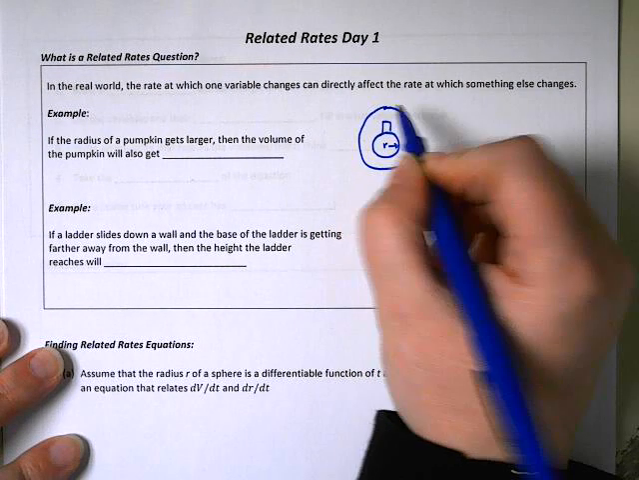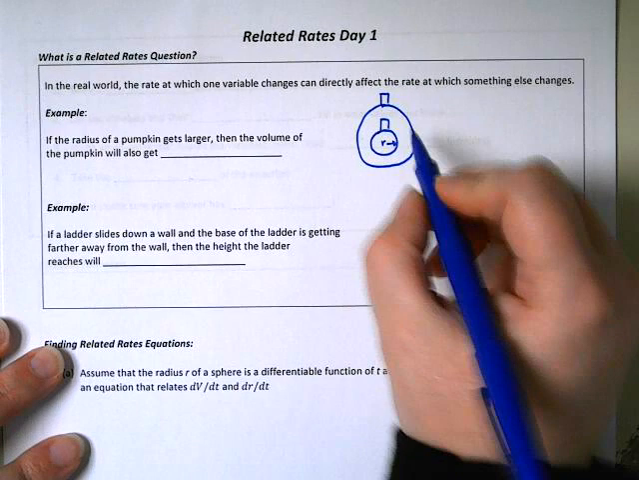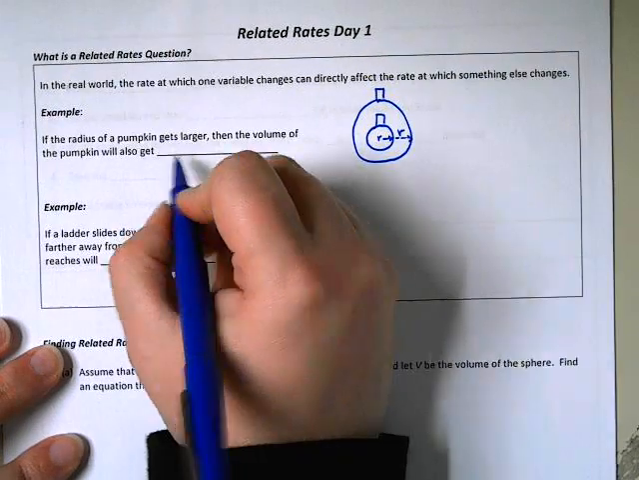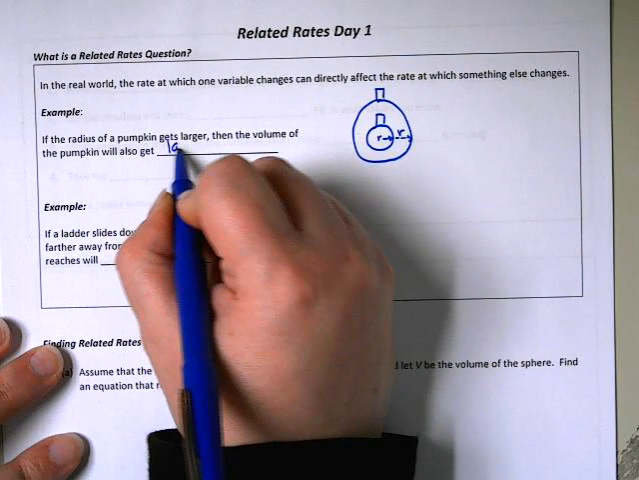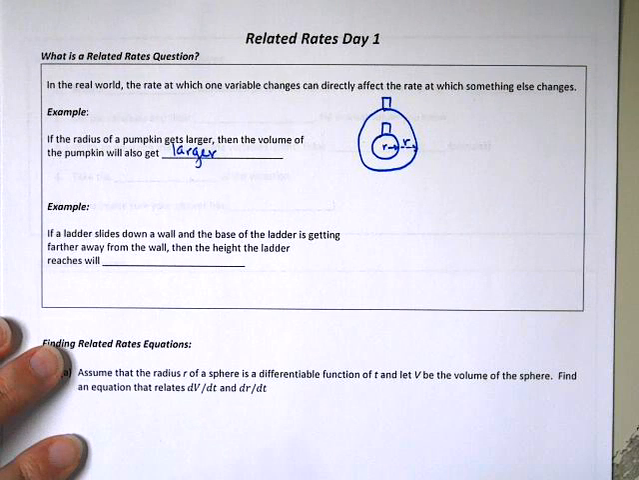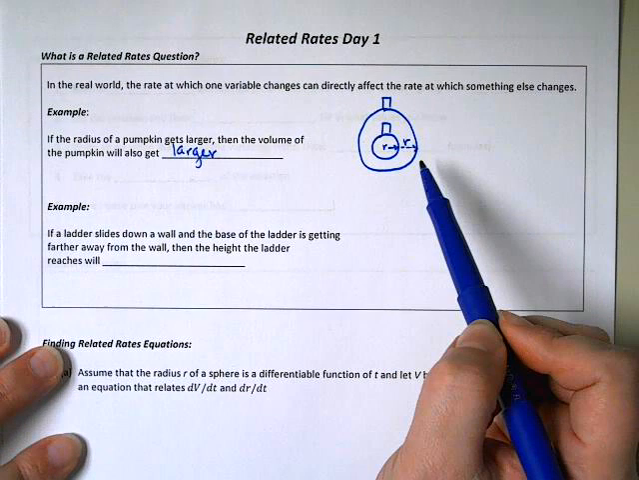Well, then, if the radius gets bigger, then clearly the volume is also going to increase. So anytime we change the radius of the pumpkin, clearly the volume overall is going to change.